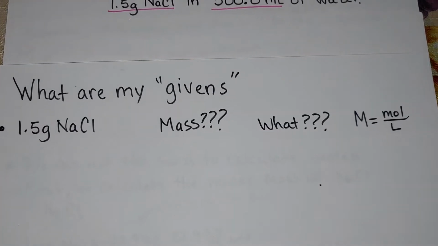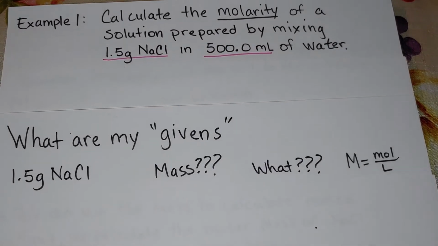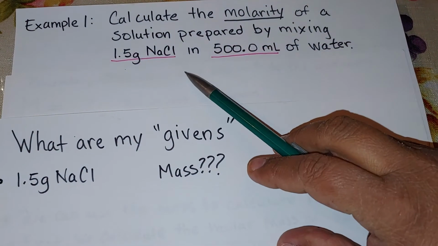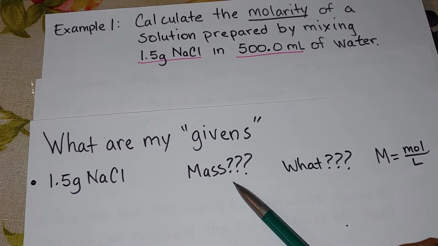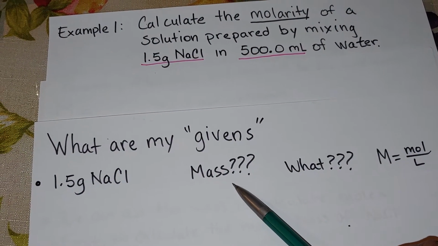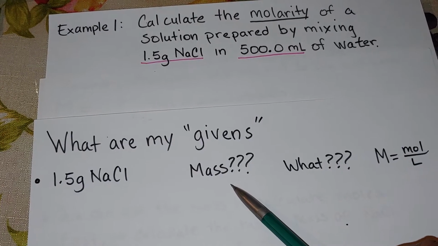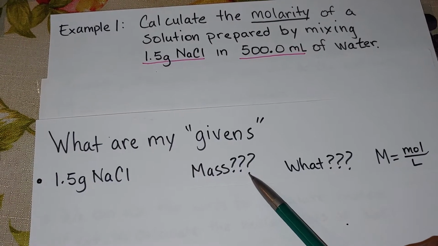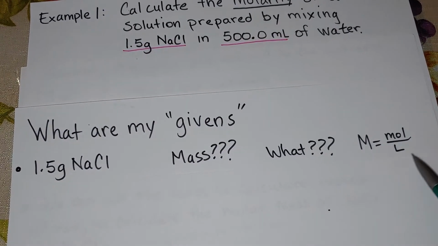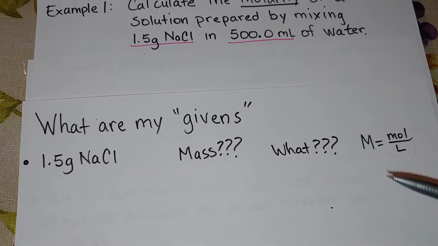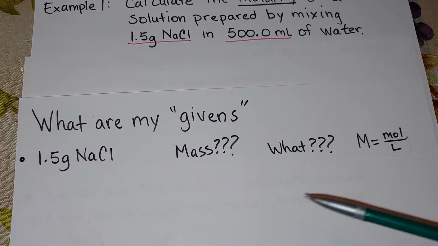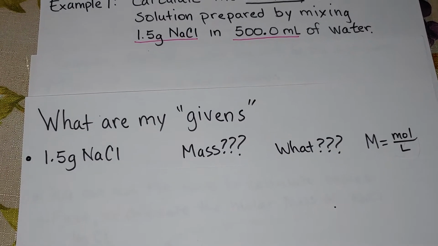So first of all, let's go ahead and take a look at what's given. Okay, one of the givens is going to be the 1.5 grams of sodium chloride. So you might be asking yourself, what? Mass? How am I going to be using that? How does that interpret into this equation? Where does mass go into here? Well, no problem, because we can convert that mass into moles, and I'll show you how.